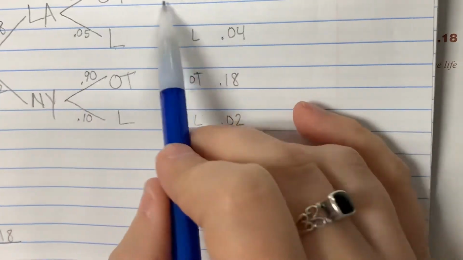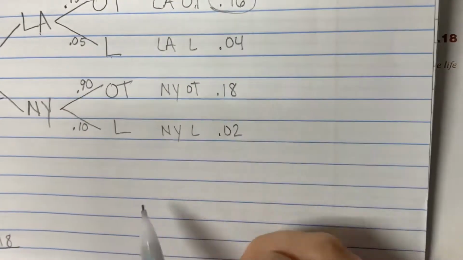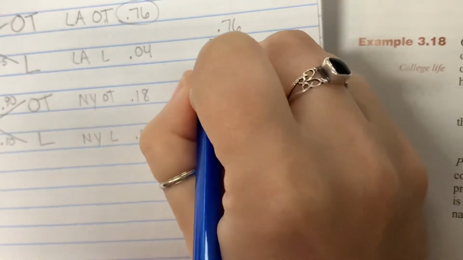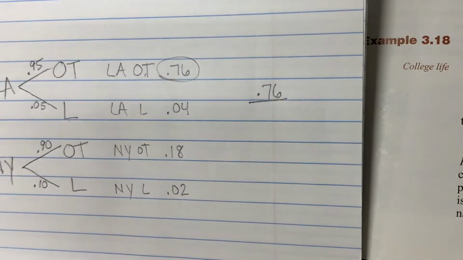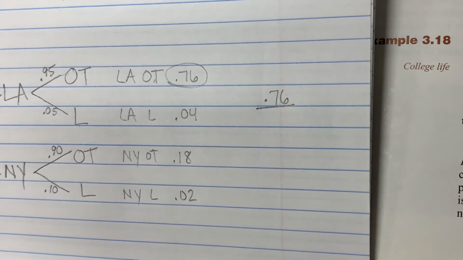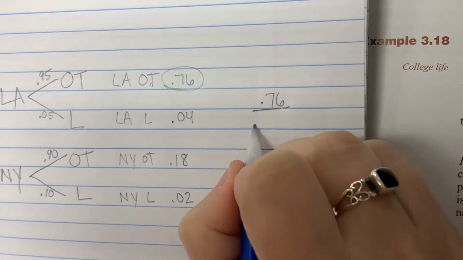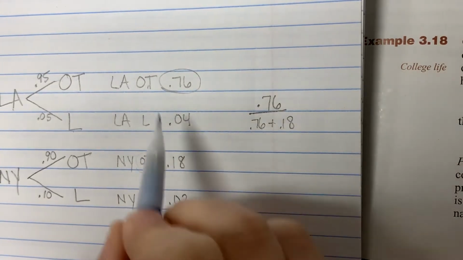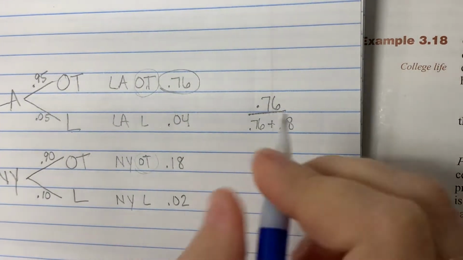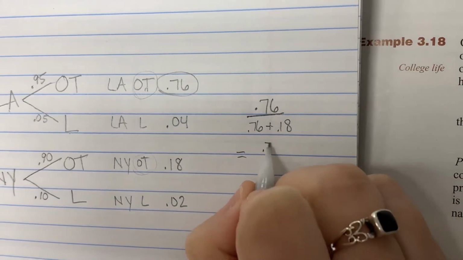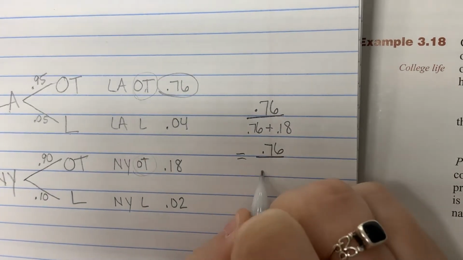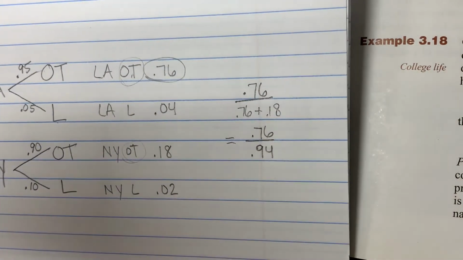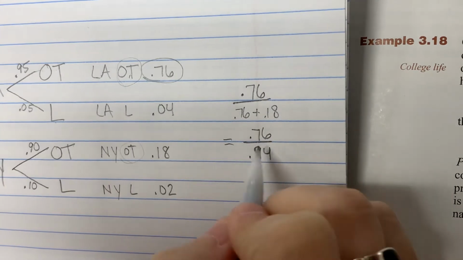It's Los Angeles on time was this. So that's 0.76. I'm going to divide that by the total that were on time. So in this case, that's 0.76 plus 0.18 because this one was also on time, right? Okay, so that means I've got 0.76 out of, that would be 0.94. And then I would try to simplify that as much as possible.